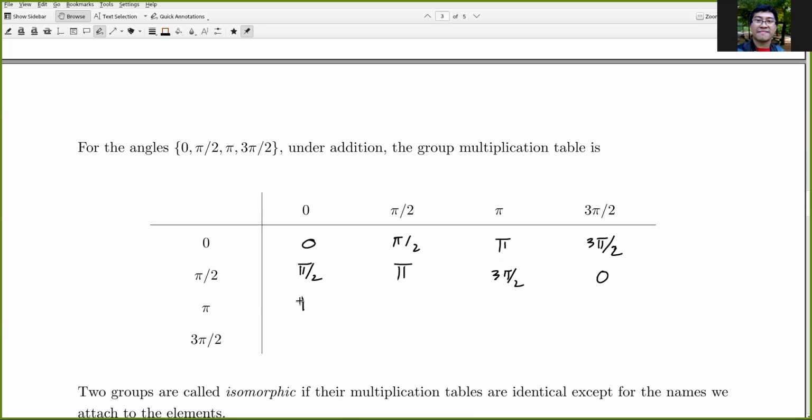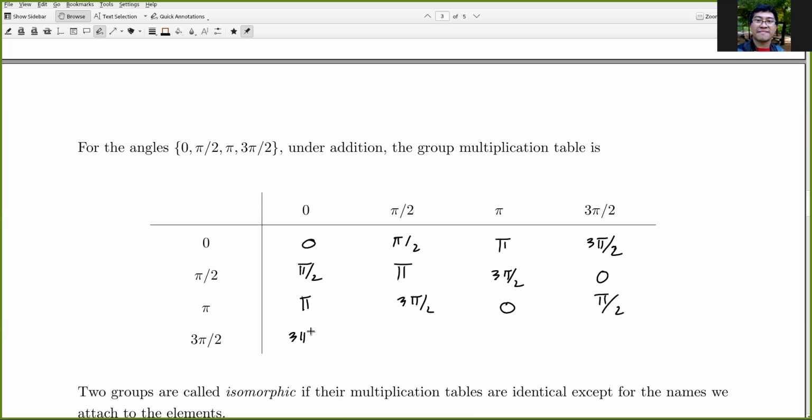We continue. This is pi. Pi plus pi over 2 is 3 pi over 2. Pi plus pi is 2 pi. Again, that is 0. Pi plus 3 pi over 2 is 5 pi over 2. But 5 pi over 2 is 2 pi plus pi over 2. 2 pi is 0. So the smaller angle from 0 would be pi over 2.